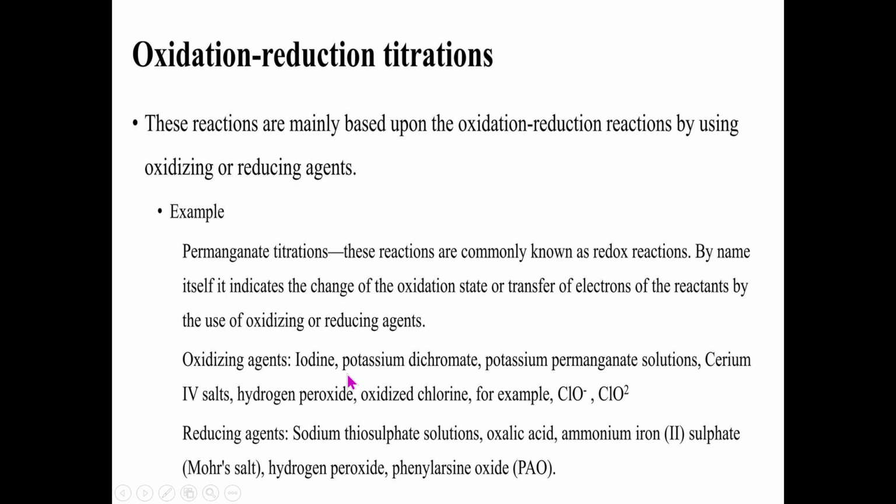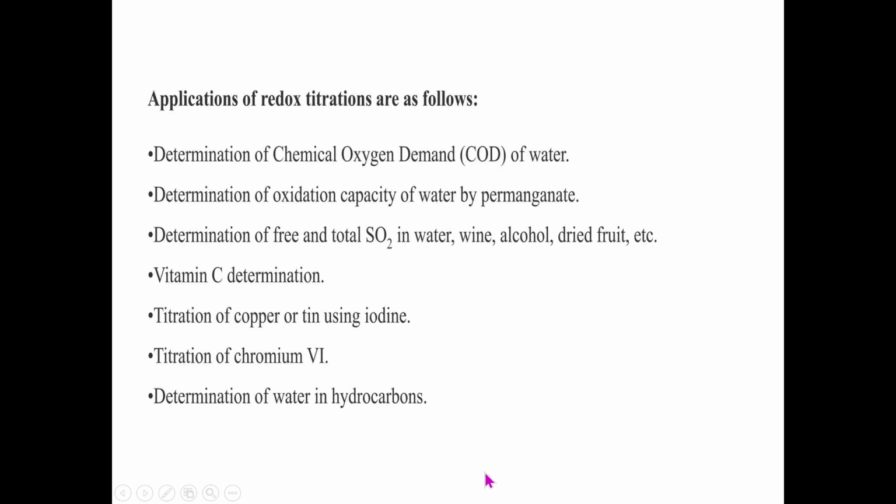Oxidizing agents are, for example, iodine, potassium dichromate, potassium permanganate, cerium salts, hydrogen peroxide, oxidized chlorine, and so on. Some examples of reducing agents are sodium thiosulfate, oxalic acid, ammonium ion, Mohr's salt, hydrogen peroxide, and so on. So these are some of the examples of oxidation reduction, that is redox titration.